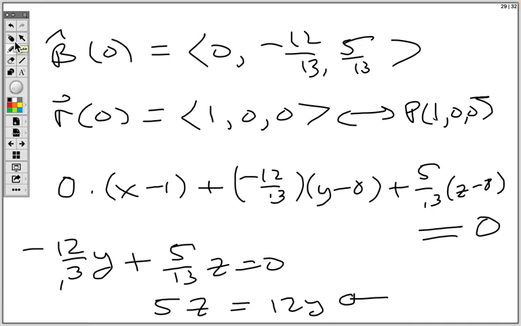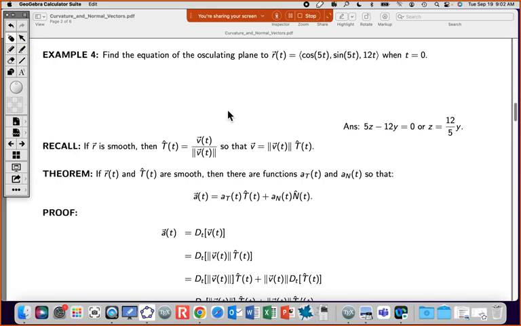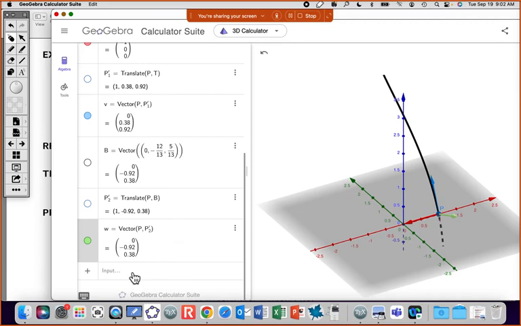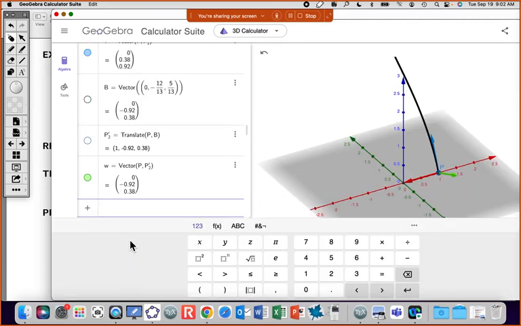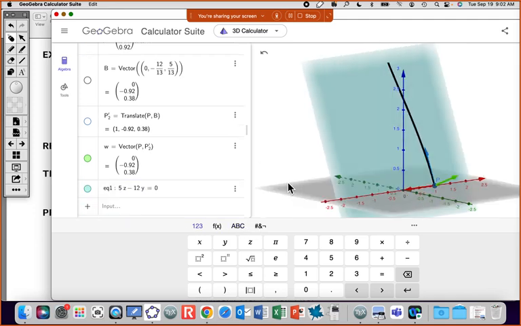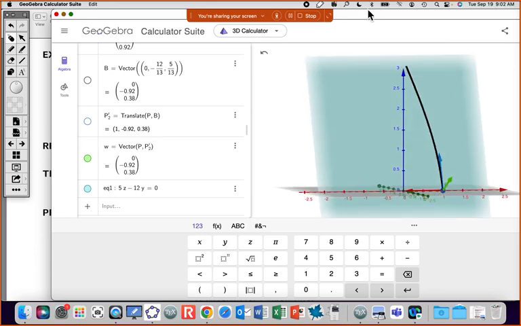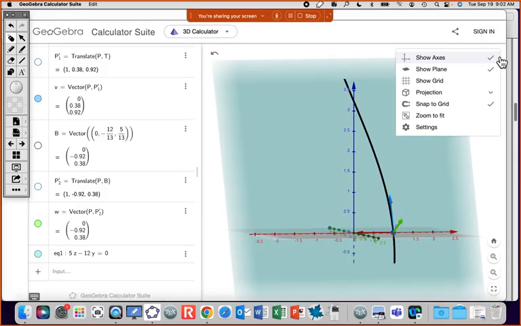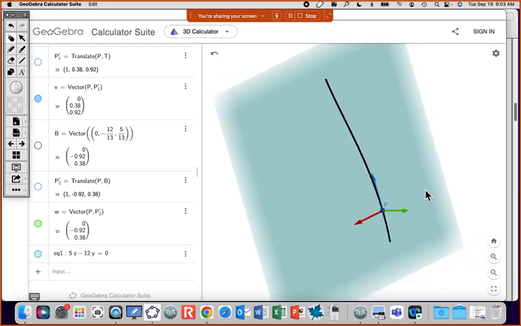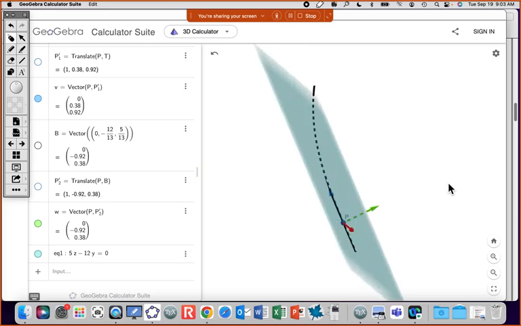So let's graph this and see how it's looking. z is 12/5 y. I think GeoGebra should be able to handle 5z minus 12y. Let's see if it can. Sometimes it's cool with it, sometimes it's not. There it is. Boom. Okay. So you can see here, let's see if I can turn off the axes. Show plane. Show axes. There it is. So this is the osculating plane.